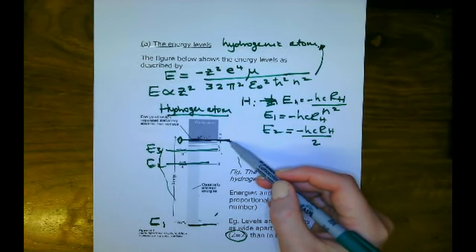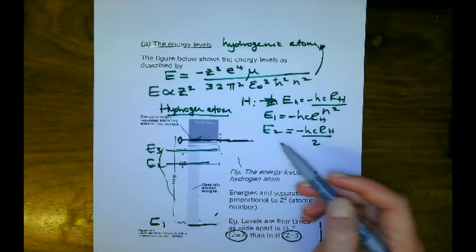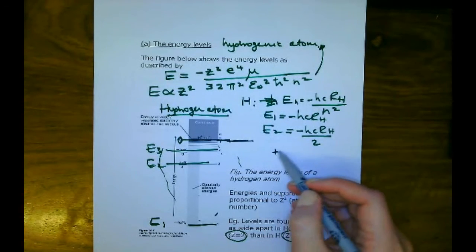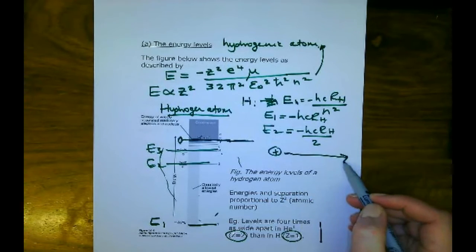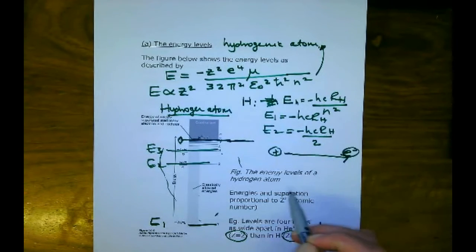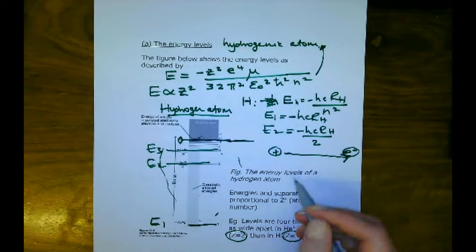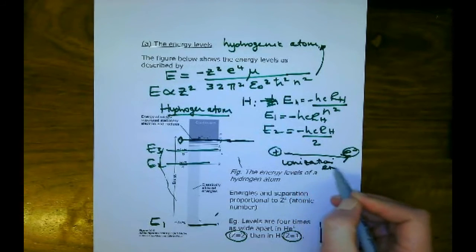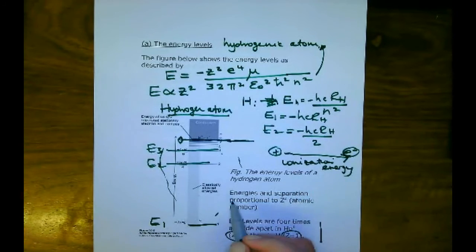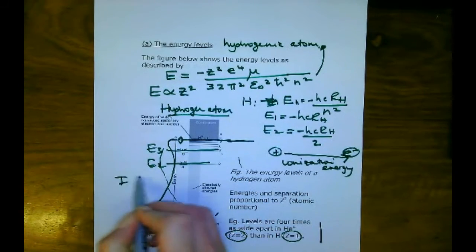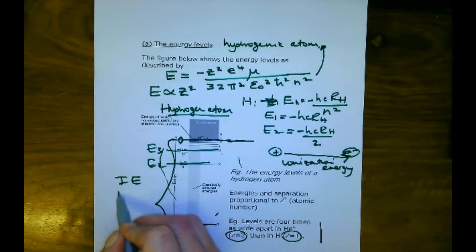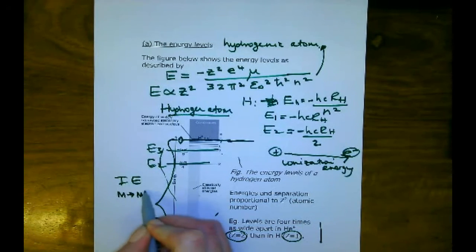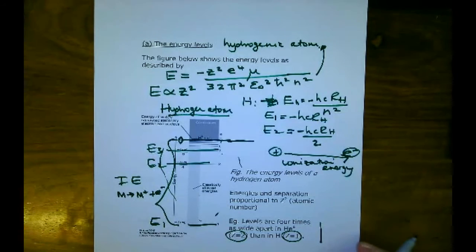Now, this 0 level is obtained by removing the electron infinitely far from the nucleus, and that is equal to the ionization energy. So basically when you ionize something, this distance here is the ionization energy. So M gives M plus and an electron.